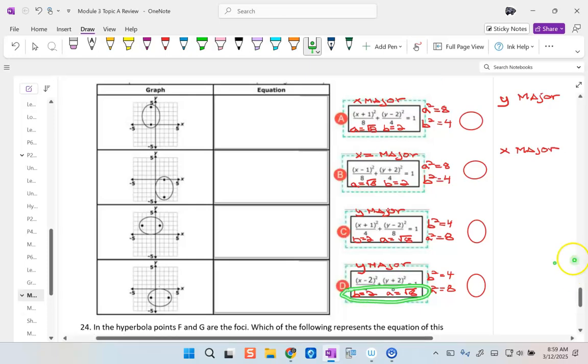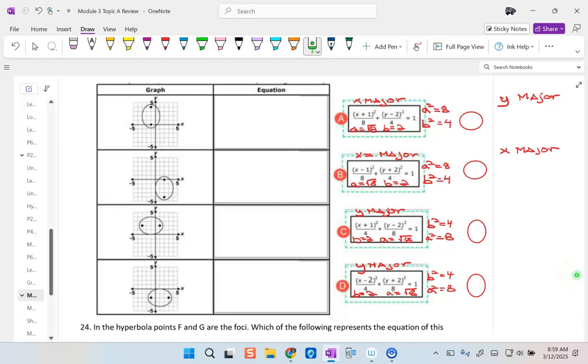All right, and the other thing that's going on is you've got these slides right there and right there. So the parabola is going to slide right and left and up and down. Okay, so let's write down what the slides are.